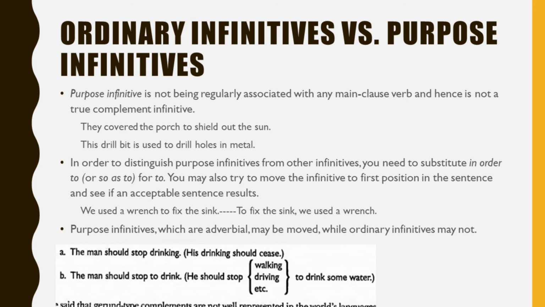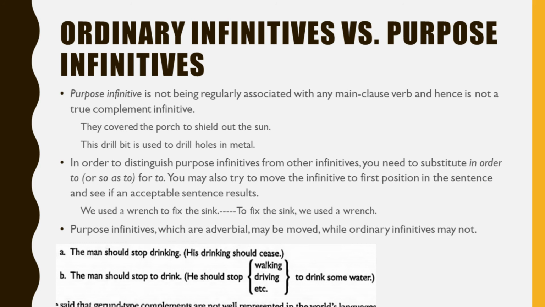It is easy to distinguish purpose infinitives from other infinitives by attempting to substitute 'in order to' or 'so as to' for 'to'. You may also try to move the infinitive to first position in the sentence and see if an acceptable sentence results, just like in the examples. We used a wrench to fix the sink. To fix the sink, we used a wrench. Another one is: we hope to take our vacation soon. Although this is not right: to take our vacation soon, we hope. Purpose infinitives, which are adverbial, may be moved while ordinary infinitives may not.